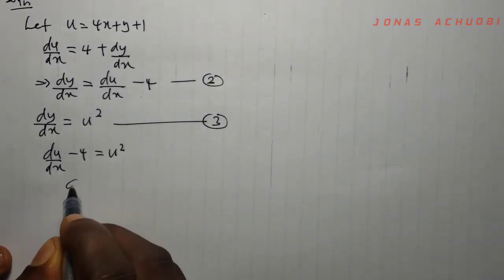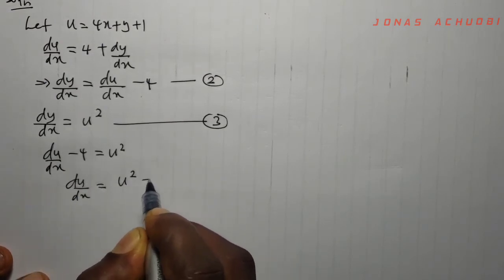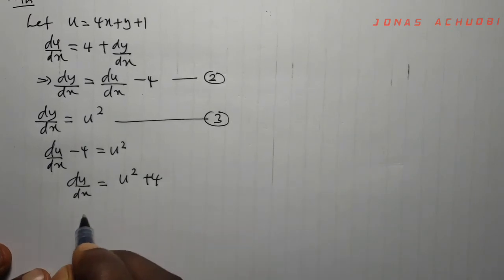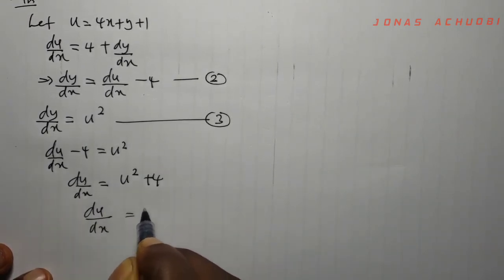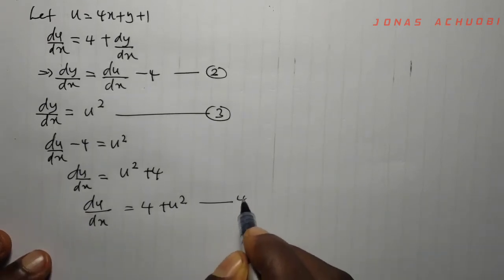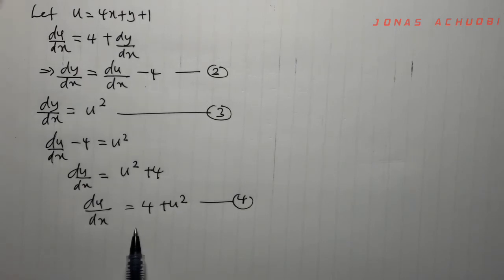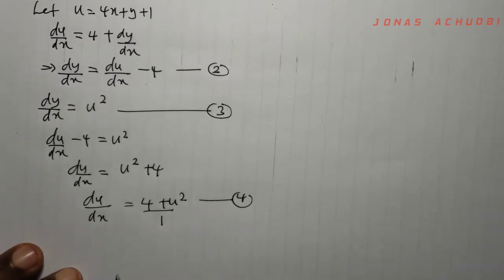So that du/dx now becomes u squared plus 4. Or if you like, we can write du/dx equal to 4 plus u squared. Now, call this equation 4. Equation 4 is now in a form that can easily be separated in terms of variables. So, if I say this is over 1 and cross multiply, what do we get?